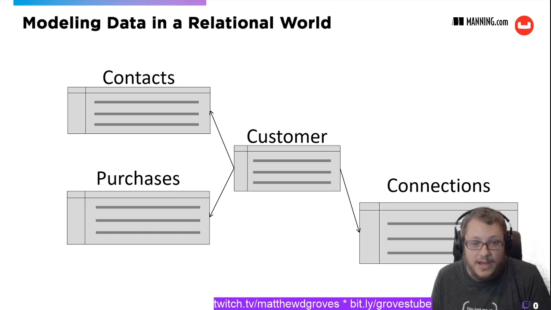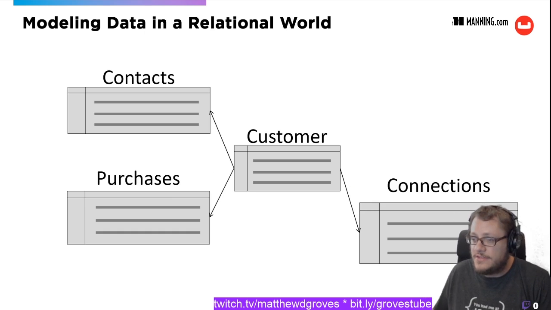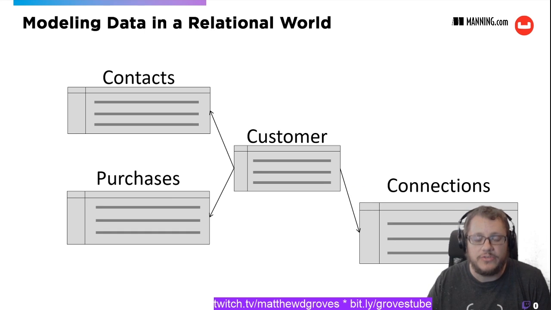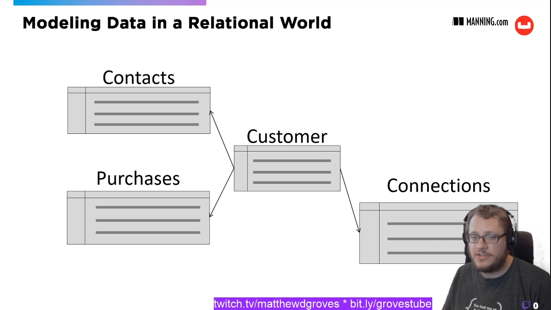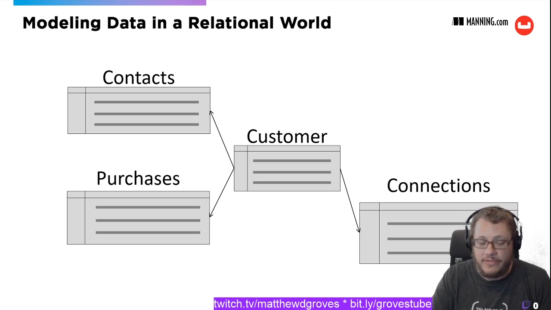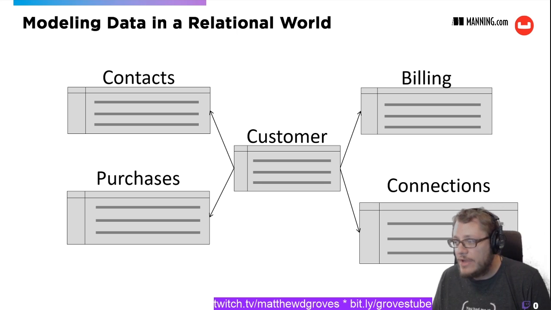And again, if you're like me, and I know I am, this is kind of what went through your mind when you saw that data. This is how a schema would look in a relational context, a relational database, SQL Server, MySQL, Postgres, something like that. These are the kinds of structures, the tables I want to create to represent a customer. The customer has contacts, the customer has purchases, the customer has connections to other customers. When that evolution comes down, well, now we have a billing table.